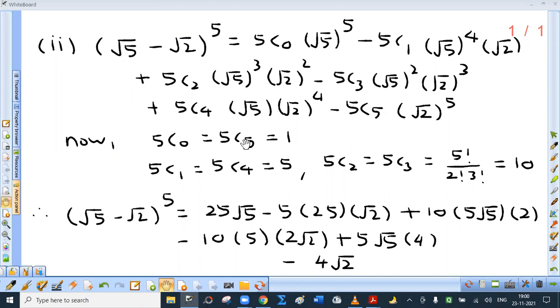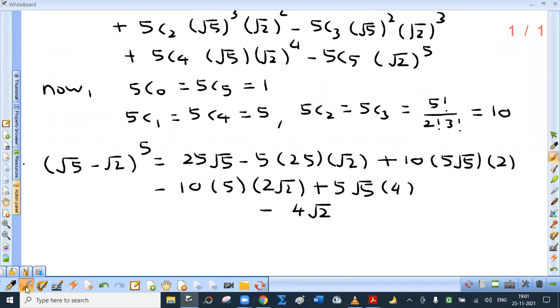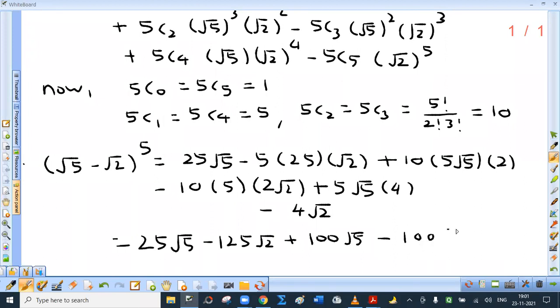Next job is to obtain binomial coefficients. 5C0 is same as 5C5. After sufficient practice, you can drop this and directly say 1 into nth power of first term and so on. Now it is 5 root 5 raised to 5. It is 25 root 5. Check this. So this is 25 root 5 minus 125 root 2, is it? Plus 100 root 5, then minus 100 root 2, okay, minus 100 root 2 plus 20 root 5, and which is the last term, it is minus 4 root 2.